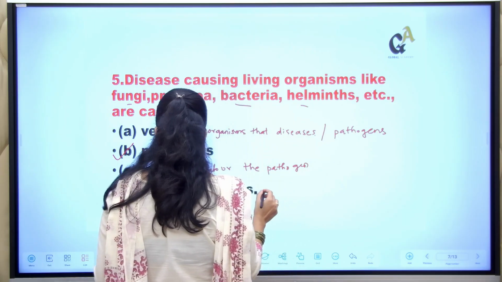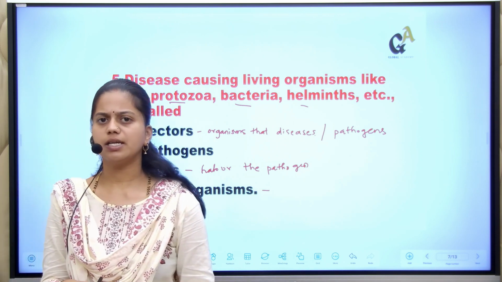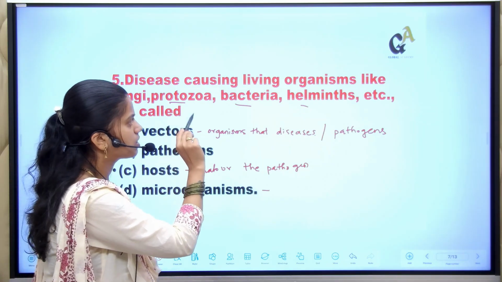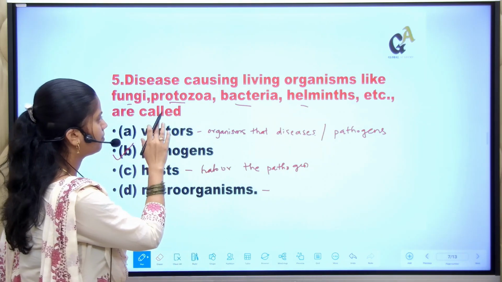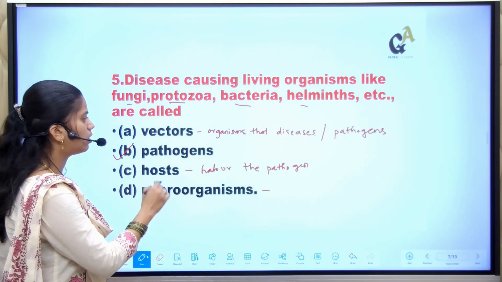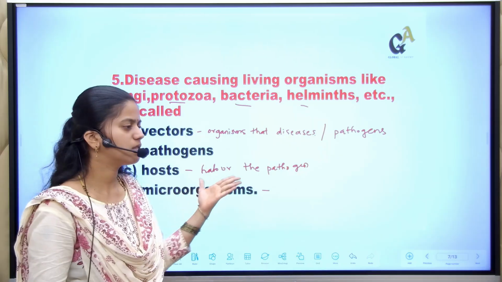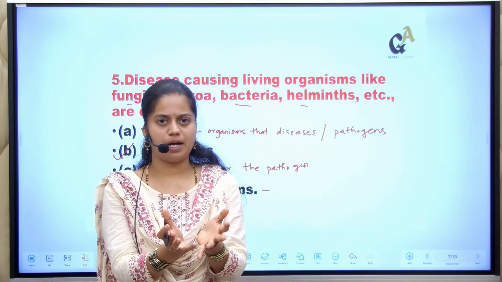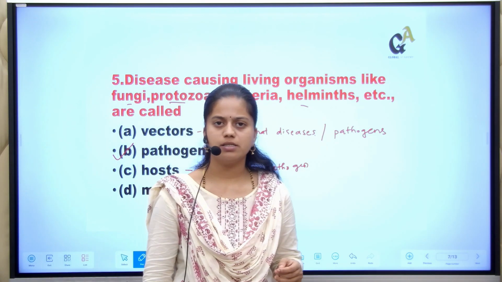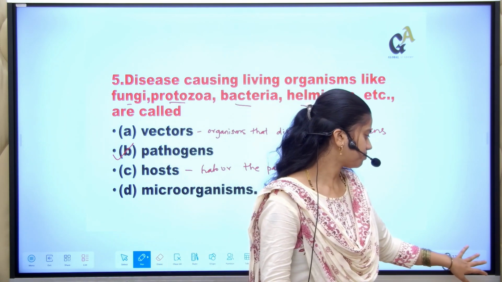Then microorganism is a broad term where we cannot include all microorganisms as disease-causing only, but pathogens are the ones that cause disease, like fungi, protozoa, bacteria, helminthes. We will call it the pathogen. Vectors are the ones that transmit the pathogens. The host is the one that gives the place for the pathogen to grow and harbor, whereas microorganisms are very tiny organisms, and not all microorganisms will be included under disease. Next question.